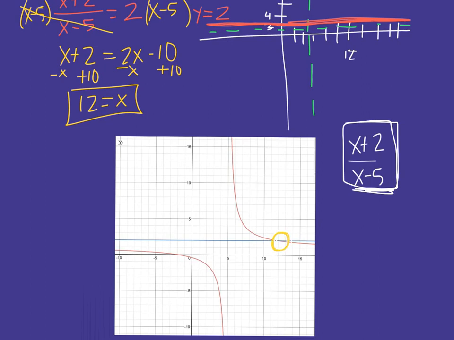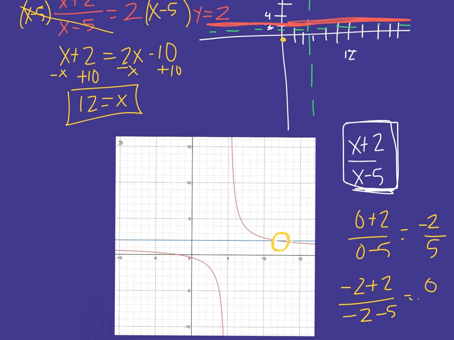And then it's easy for me to find some key points like the y-intercept. I can find the y-intercept by plugging in 0. So that's -2/5. It's going to be hard to do on my graph because my graph is so little, so I'm just going to put it really close to the x-axis. I also know that if I plug in -2, that is going to give me the x-intercept because I get a 0 on top. So -2 will be my x-intercept. And so this gives me a couple of points to find this guy.